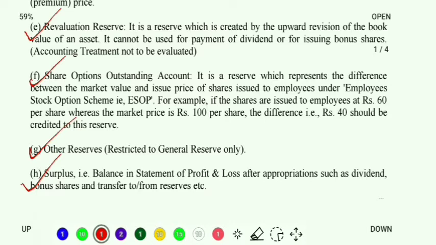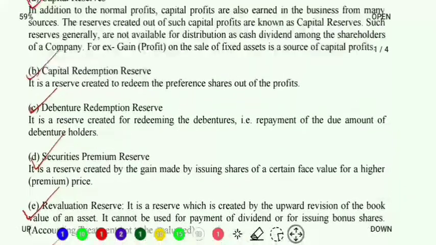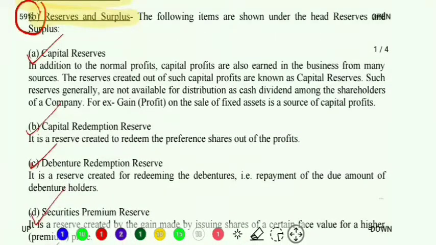Clear? Now one by one, let us understand the meaning of these items. The first one is capital reserve. What is capital reserve? When a business carries on its activities, it earns different types of profits. Some profits are out of the main activities of the business, but some profits are from different sources. Those profits are termed as capital profits.